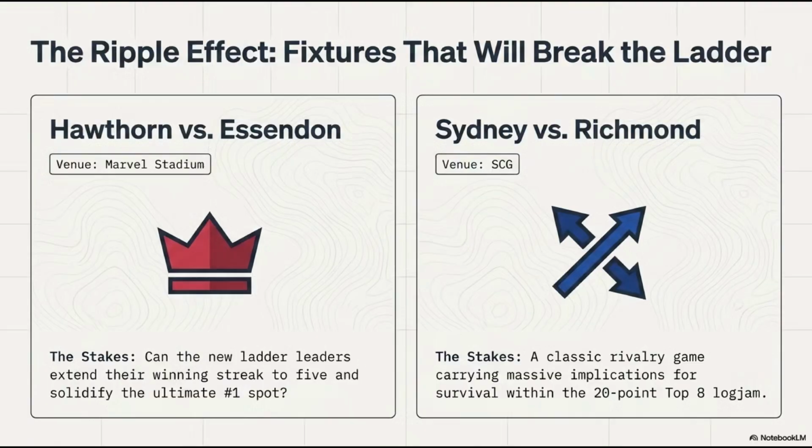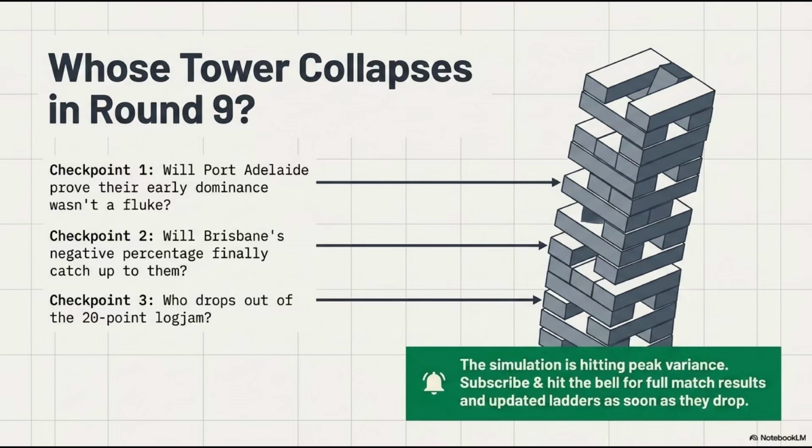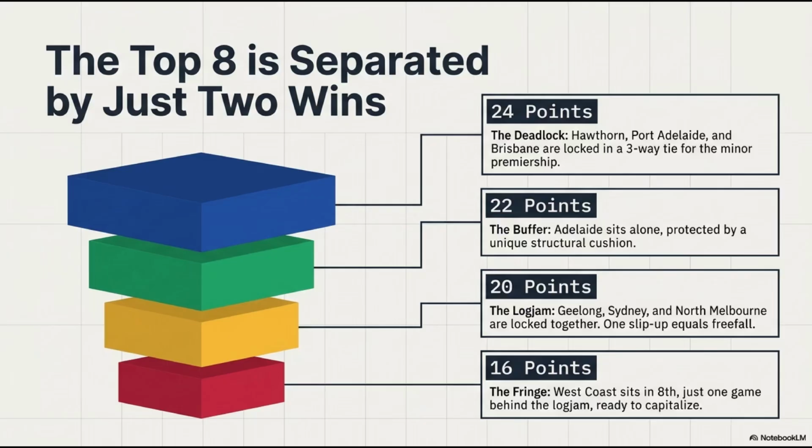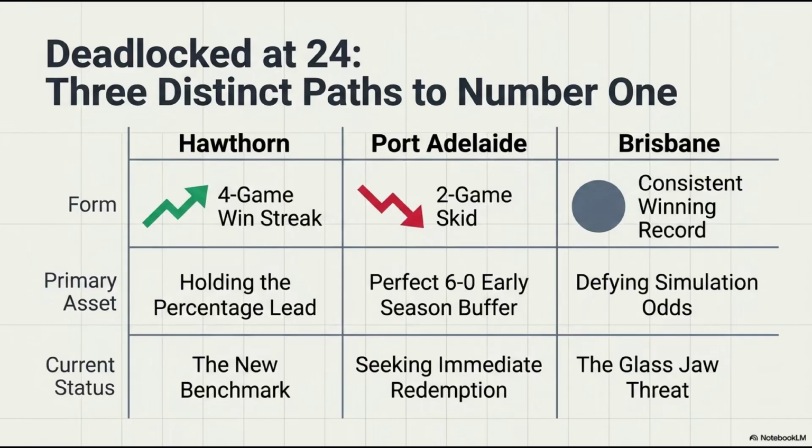First, you have Hawthorn. They currently hold the percentage lead, and percentage is basically the main tiebreaker in the standings, based on points scored versus points conceded. Yeah, crucial. And Hawthorn is riding this massive wave of momentum. They're boasting a 4-game win streak as they head into a clash against Essendon at Marvel Stadium. They look like the genuine article.